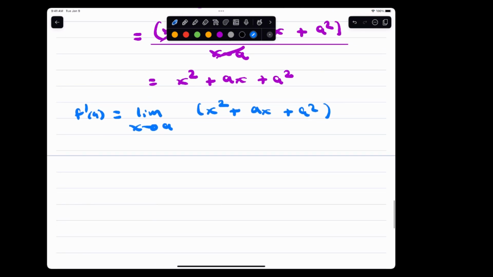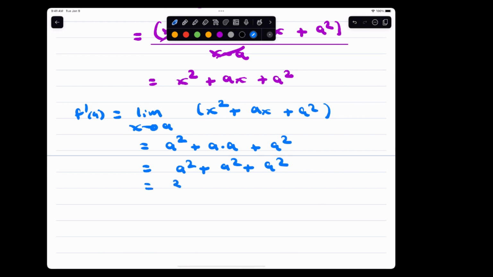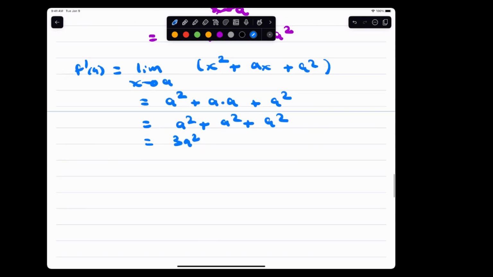Now, what do you end up with here? You're going to get A squared plus A times A plus A squared. What is this? A squared, A squared, A squared. What do you guys end up with now? 3A squared. So, ladies and gentlemen, F prime of A equals 3A squared.